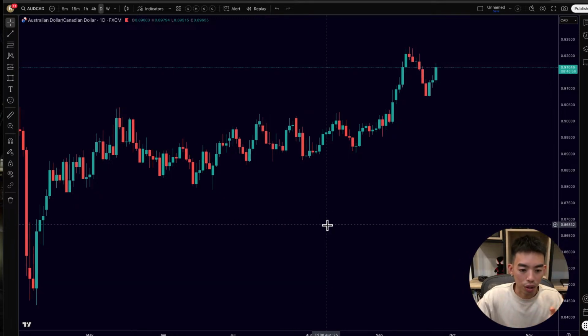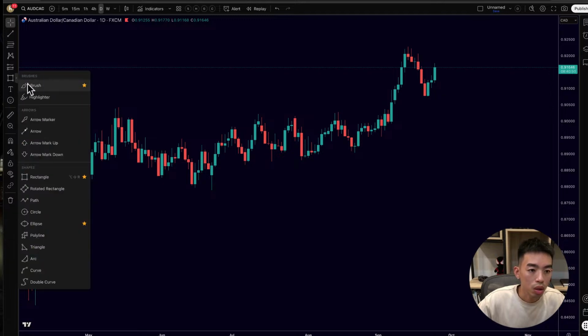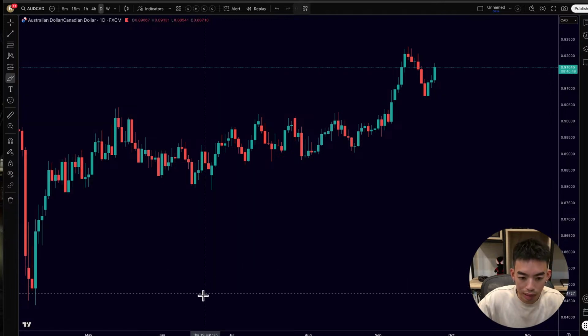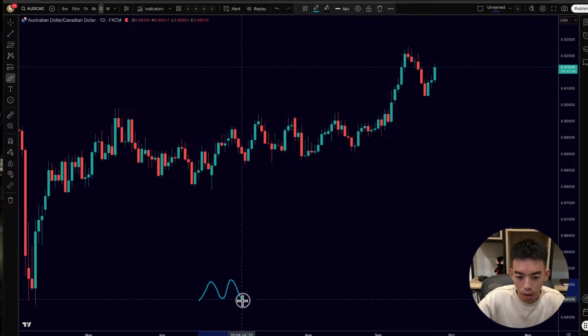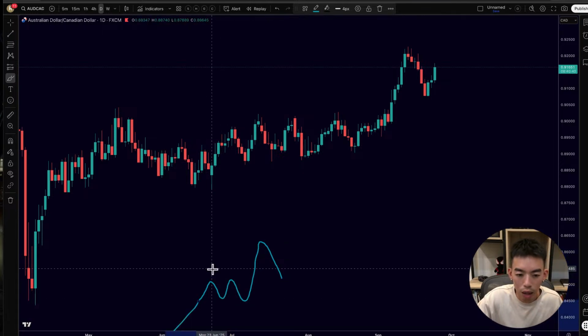My goal here, right? My goal here is to look for, if I can find my drawing tool, my goal here is to look for this setup. A breach and a pullback. Now this breach and a pullback can come from many different places. It could come from an overall uptrend.